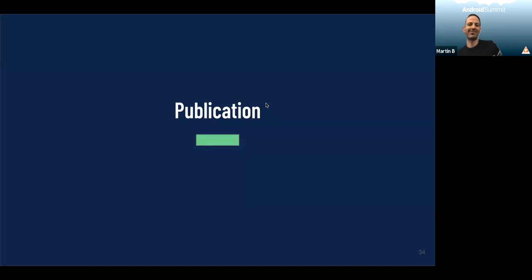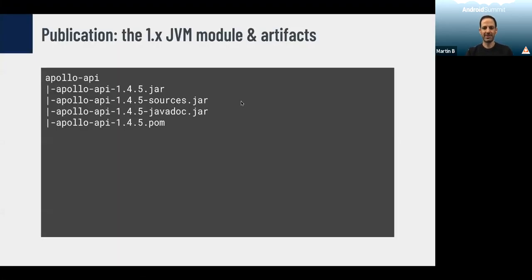So yes, once we have all this library working multi-platform, we still want to publish it. I mean, we want users to use it. And for that, it's usually better if you publish it somewhere. So if you have published a JVM library at some point, you might have seen this.